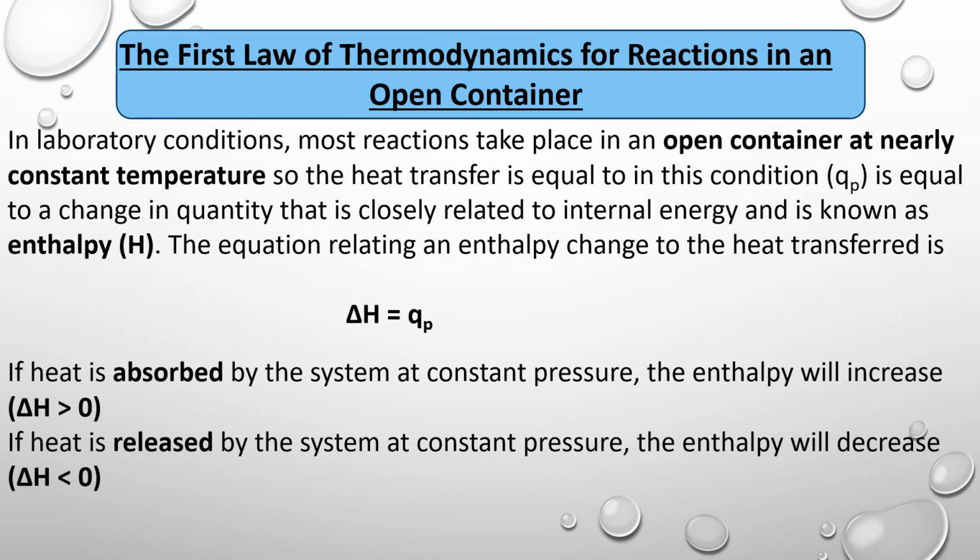In laboratory conditions, most reactions take place in an open container at nearly constant pressure. So in this condition, the heat transfer, Qp, is equal to a change in a quantity that is closely related to internal energy and is known as enthalpy. The equation relating an enthalpy change to the heat transferred is ΔH = Qp. If heat is absorbed by the system at constant pressure, the enthalpy will increase, meaning ΔH is greater than 0. If heat is released by the system at constant pressure, the enthalpy will decrease, meaning ΔH is less than 0.